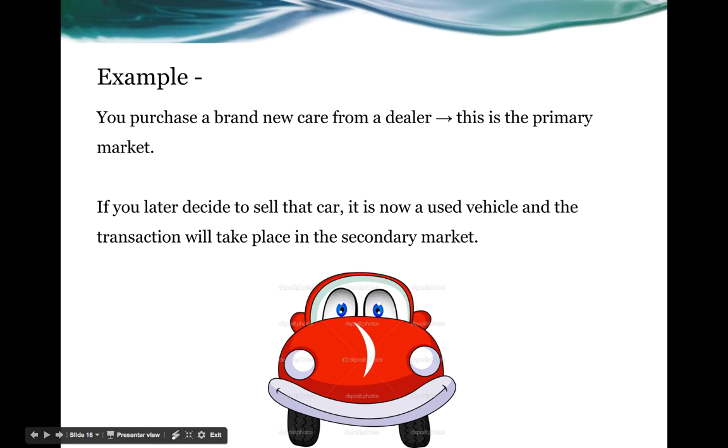A really simple example is that if you purchase a brand new car from a dealer, Ford, Holden, Toyota, this is in the primary market. 5 years down the track, you decide to sell that car as a used vehicle. You sell it privately, and this is now taking place in the secondary market. None of the exchange when you resell your car goes back to that dealership or the company, so therefore it's in the secondary market.